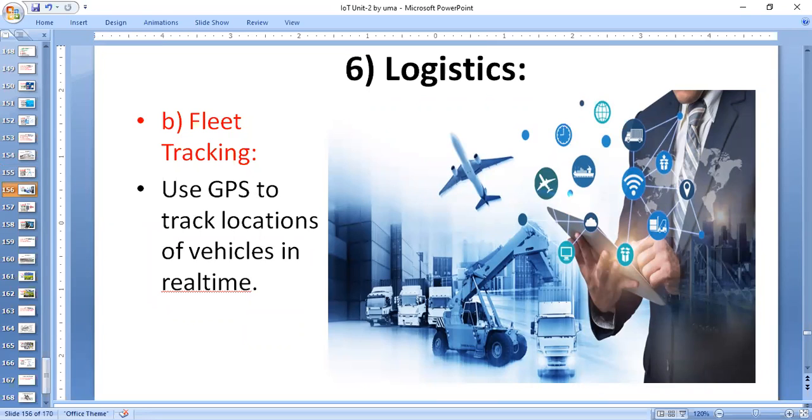Fleet tracking system. In order to identify the vehicles, that is called vehicle tracking. The fleet tracking system uses GPRS technology to track the location of vehicles in real time. For example, I have a transportation company and I want to track the location where a vehicle is. That means from Vijayawada to Hyderabad, one vehicle is going to Hyderabad. At that time, I want to track where the vehicle is. For this, you will use a fleet tracking system.